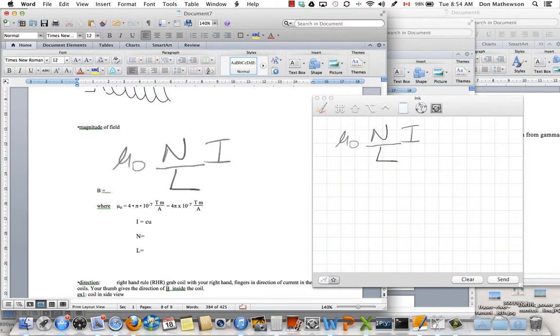And this, once again, is the current in amperes. This is the number of wire loops in the coil. That doesn't have any units. And this is the coil length, and that's in meters.